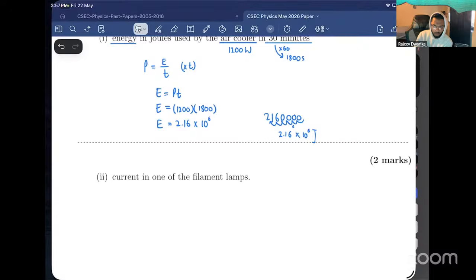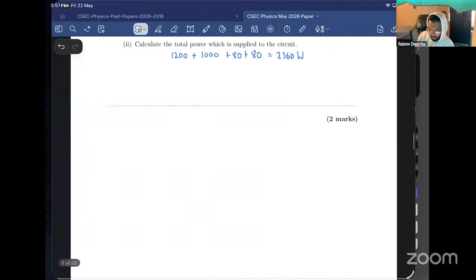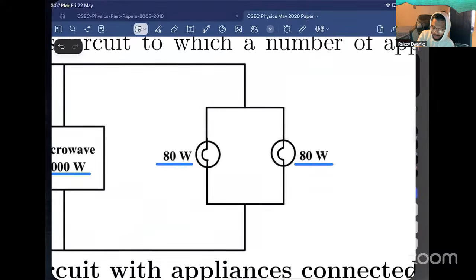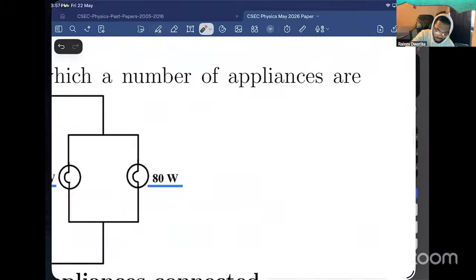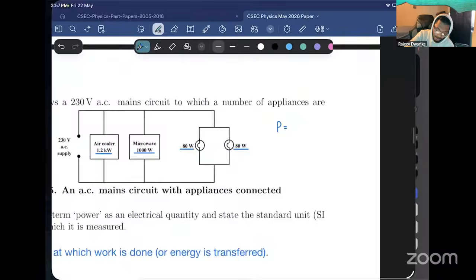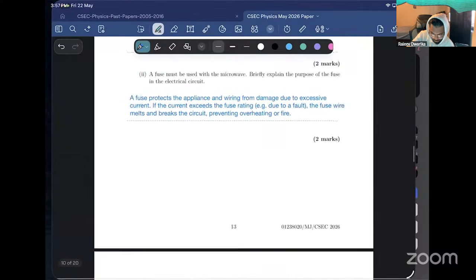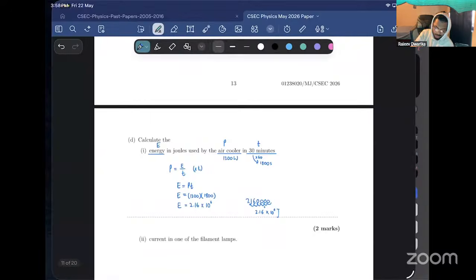Part 2, the current in one of the filament lamps. Notice that both of these filament lamps are using the same power, so they'll pull the same current. I presume that they have the same voltage rating. So what formula are we going to use there? Again, we have power. We're going to find the current in one of the filament lamps.